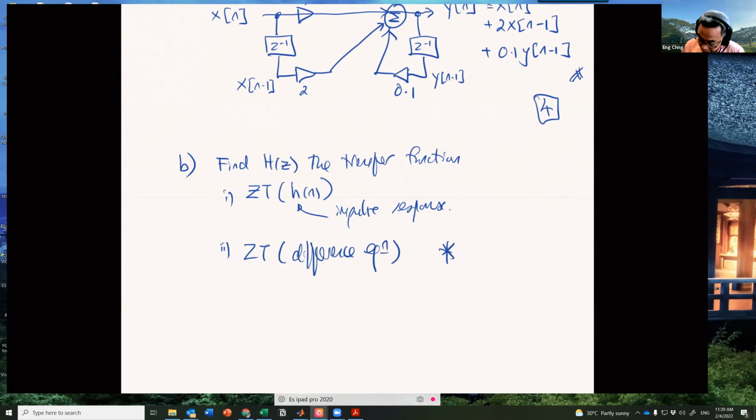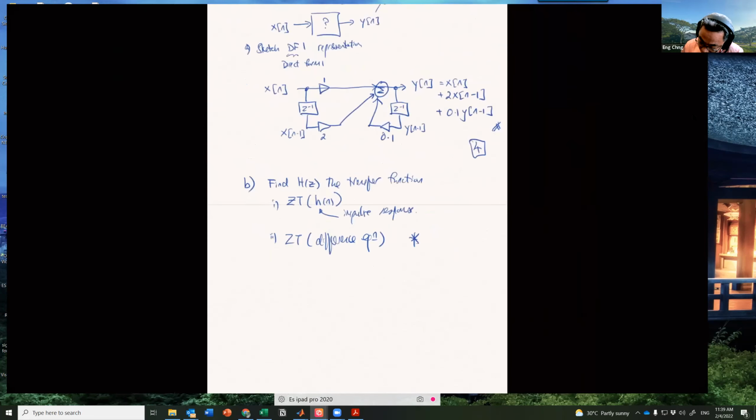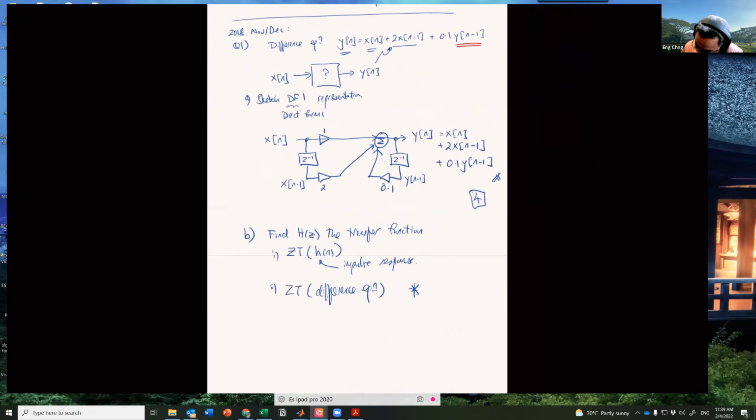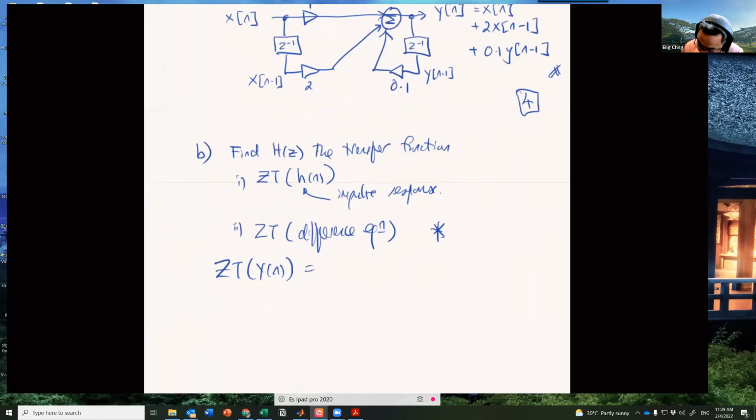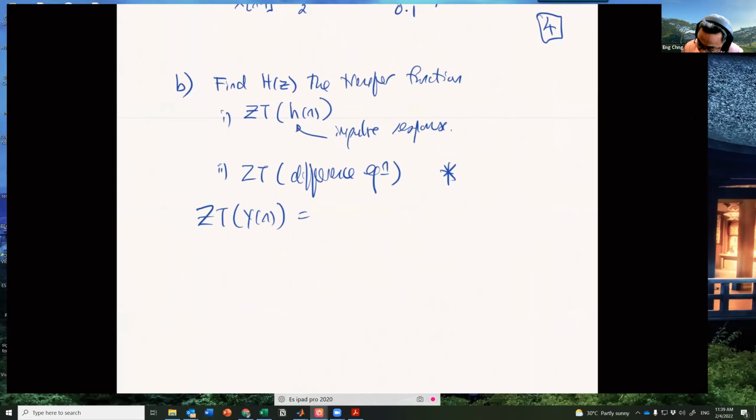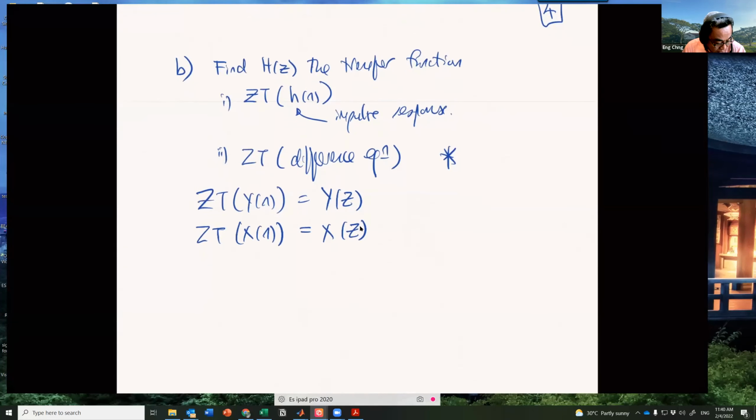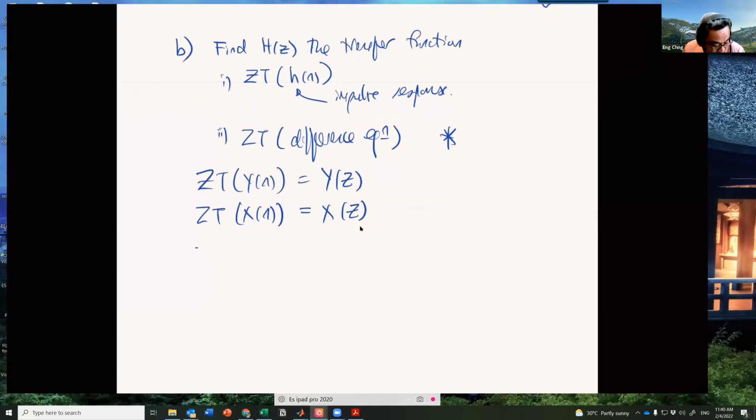So to get the transfer function, what is the difference equation? Well, let's see the difference equation first. So if I do Z transform of y of n, I will get Y of z. Z transform of x of n, you get X of z. So this is very simple. It's just changing a notation. What about Z transform of 2x of n minus 1? So this is a bit special.